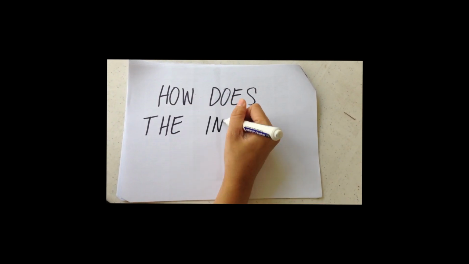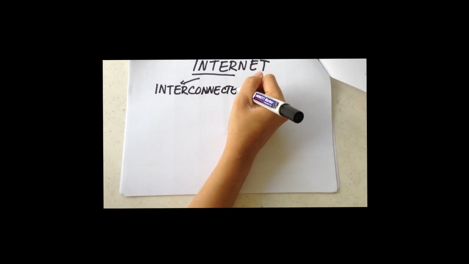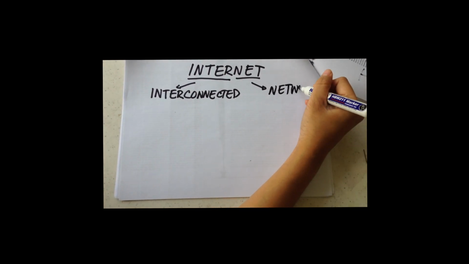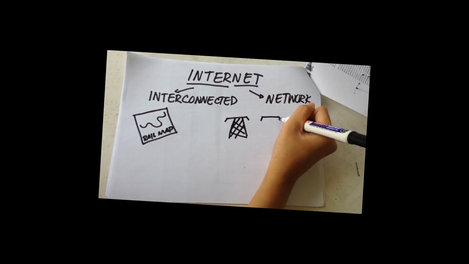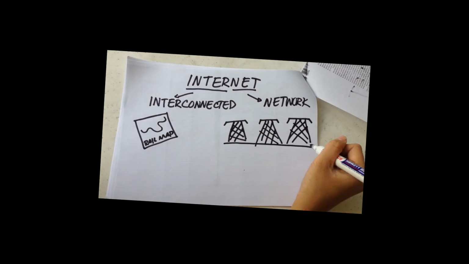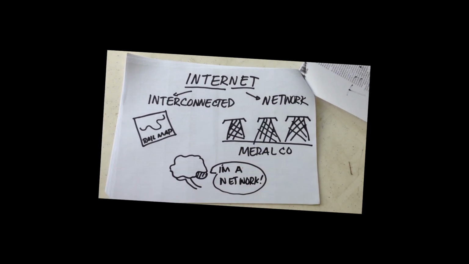We are answering the question, how does the internet work? The term internet is a shortened form of the two words interconnected and network. Networks are things that are connected together. They include railway networks, electricity networks like Meralco, and networks of nerve cells found in your brain.